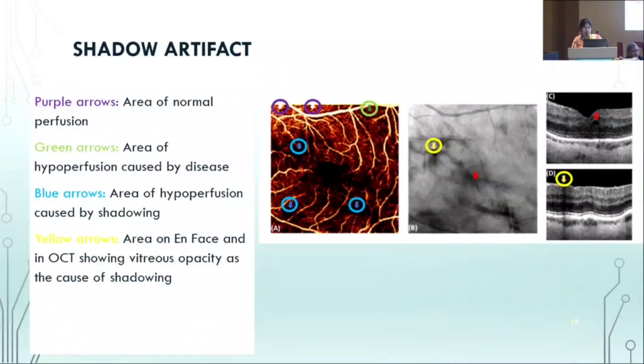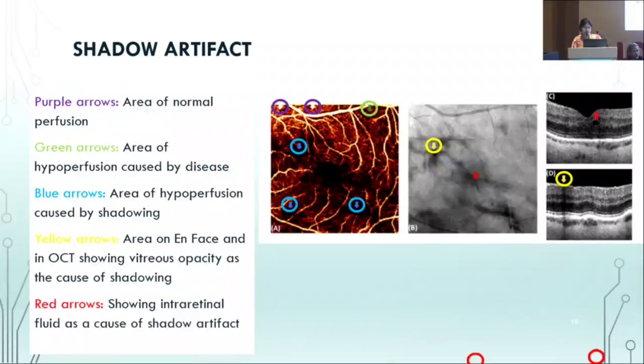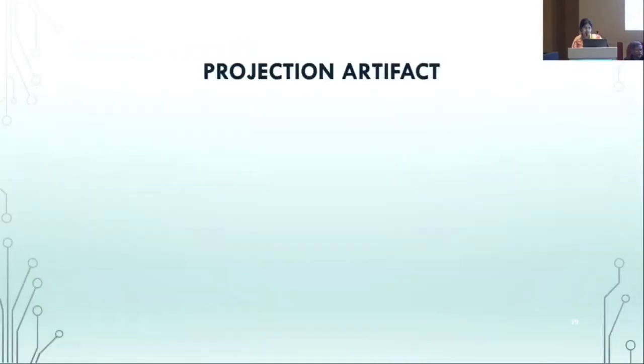The NFAS image shows the shadowing as a result of vitreous opacity. The red arrows are suggestive of intraretinal fluid as a cause of shadow artifact.